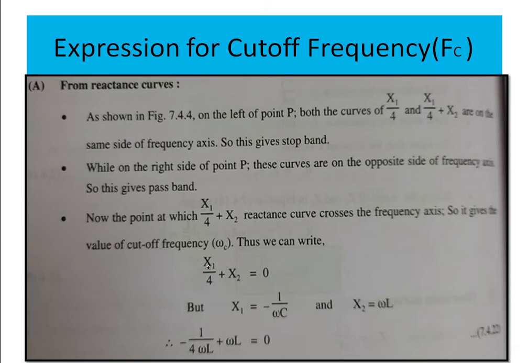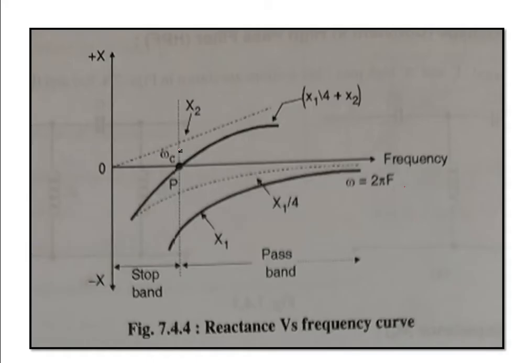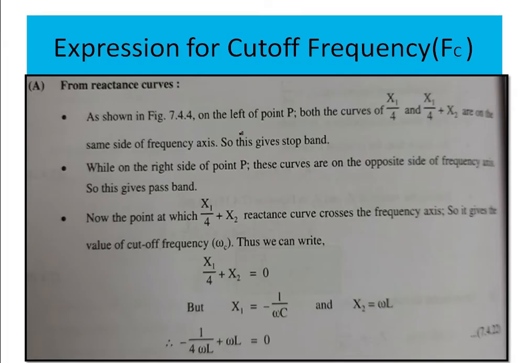So from the reactance curve, the expression of the cutoff frequency. With reference to the reactance curve, on the left of the point P, both X1/4 and X1/4 plus X2 are on the same side of the frequency axis. Here up to this point they are on the same axis. But after the cutoff frequency, X1/4 plus X2 changes from one axis to the other, from the negative side to the positive side, and X1 remains on the same axis.